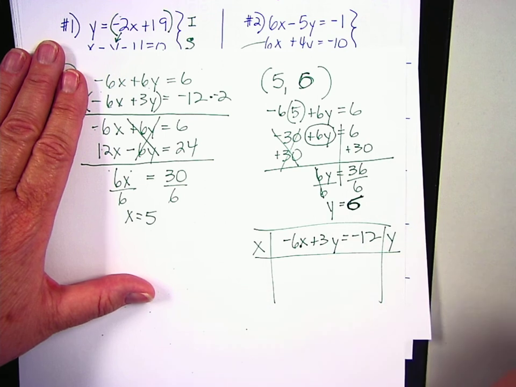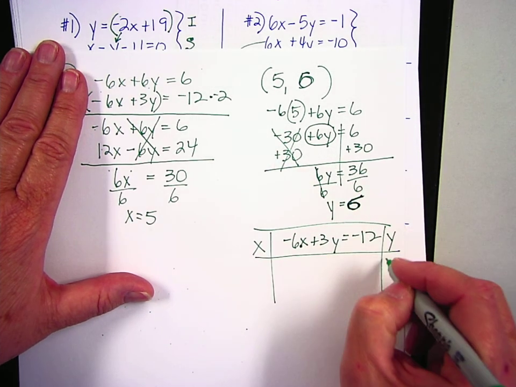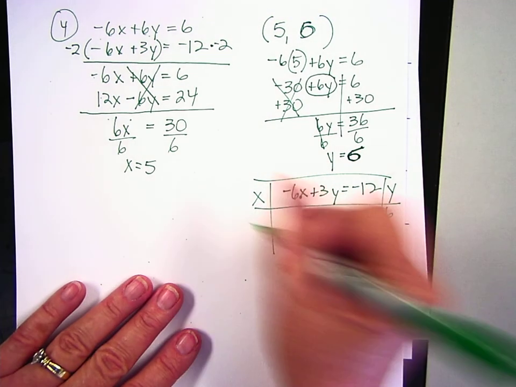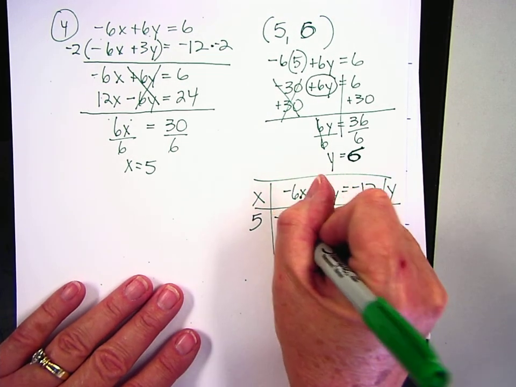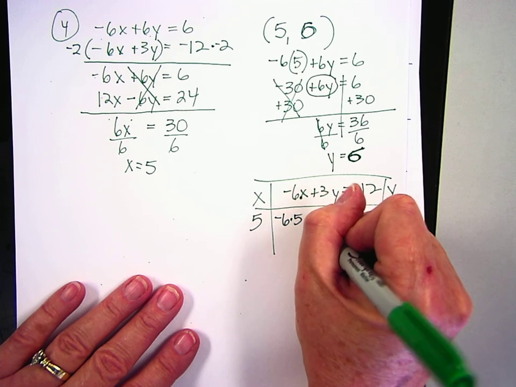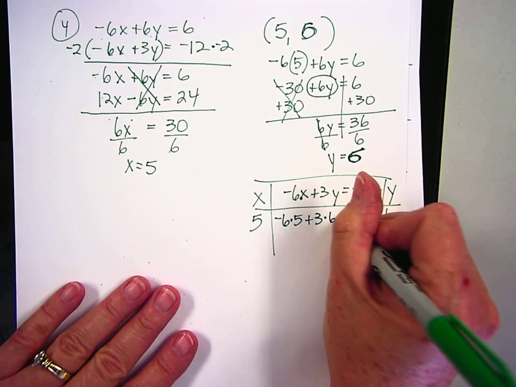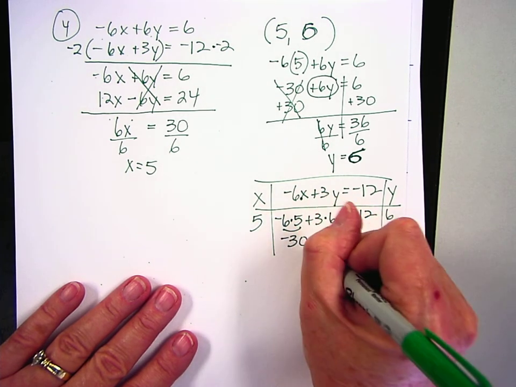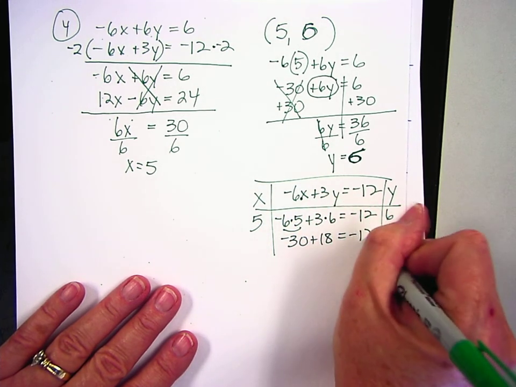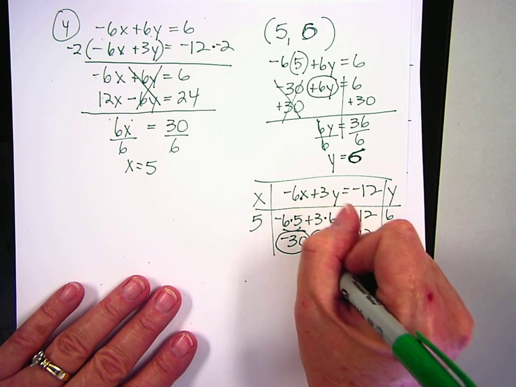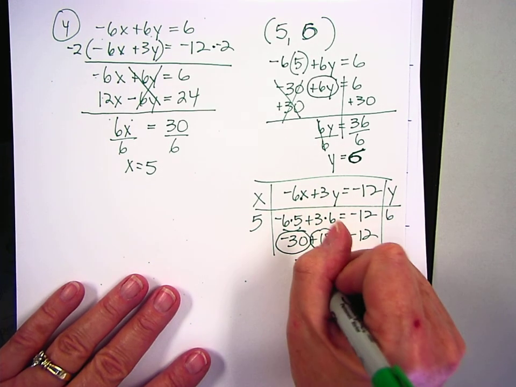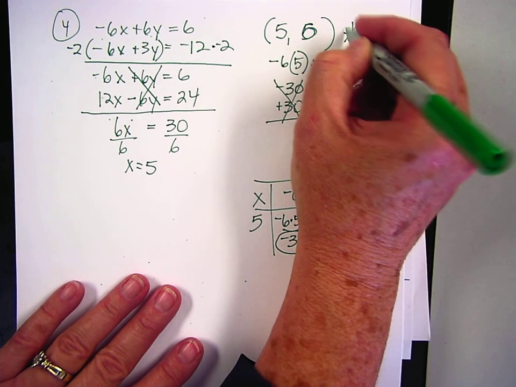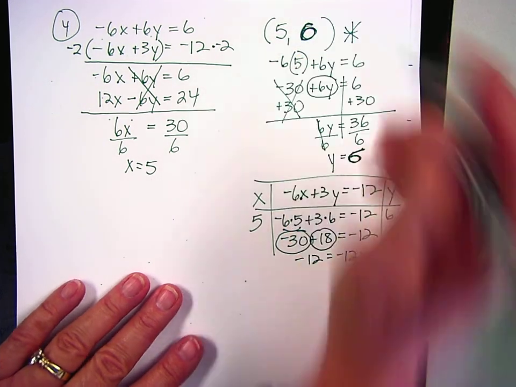36 divided by 6 is 6. So x is 5 and y is 6. We're going to plug that in and see what happens. So negative 6 times 5 plus 3 times 6 equals negative 12. This is negative 30 plus 18 equals negative 12. I have more negatives than positives. I have 12 more negatives, and that worked. Cha-ching. 5, 6 is your answer for number 4.